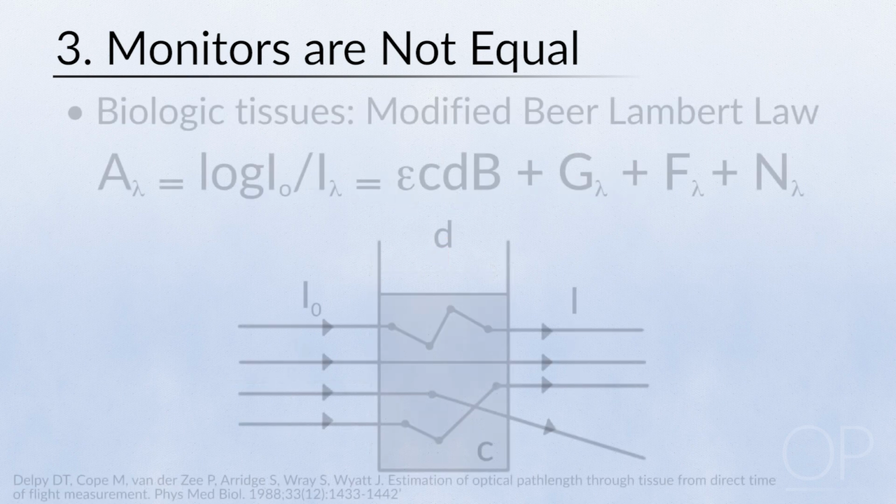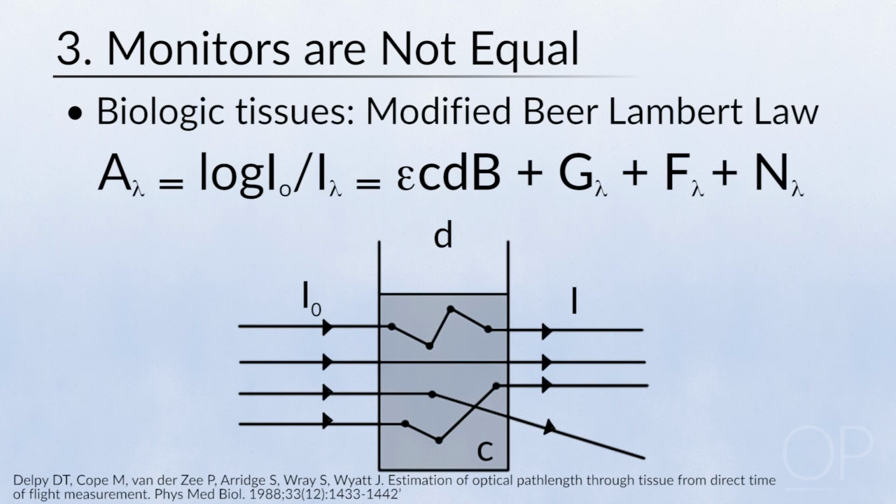In biologic tissues, one needs to use a modification of the Lambert Law, and this is for two reasons. First, biologic tissues cause light scattering, and this, as you see from the image, causes an increase in path length, and it causes loss of light in that light is scattered away from the detector. The second problem in biologic tissues is that there's background absorption, particularly by water and melanin.